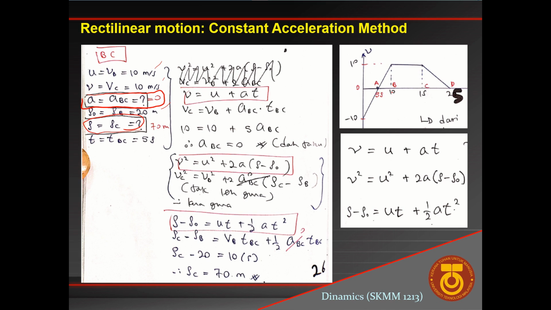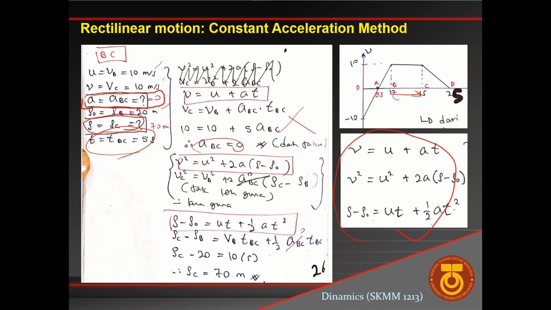Time taken, you can calculate from 15 to 10, so you have 5 seconds. Okay, so you can choose from these various three equations. I tried this equation first. Apparently I cannot use this equation. This one, if I put here, I get A equal to 0, but it is already 0. You don't have to calculate this one.